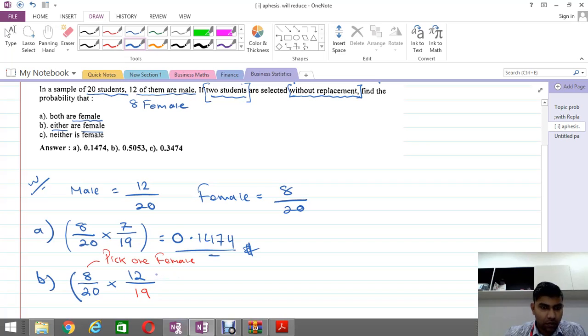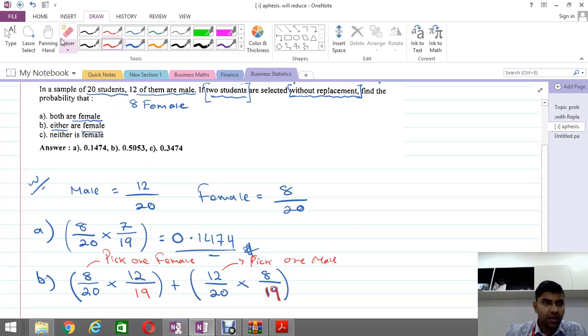So 8 over 20 times 12 over 19 plus, now 12 over 20 male, we start with the male, times 8 over 19, because same thing. Now we already pick one male, so in total it has to be reduced to 19.